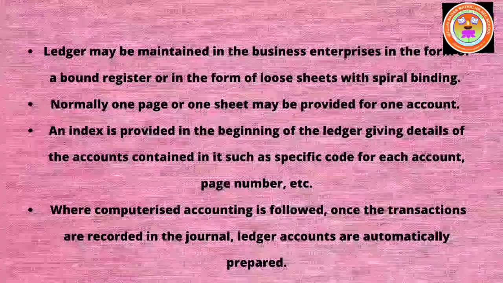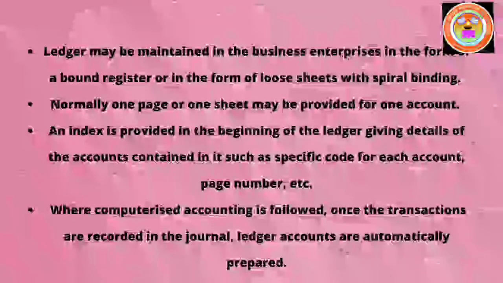Ledger may be maintained in business enterprises in the form of a bound register or in the form of loose sheets with spiral binding. Normally, one page or one sheet may be provided for one account. An index is provided at the beginning of the ledger giving details of the accounts contained in it, such as specific code for each account, page number, etc. Where computerized accounting is followed, once the transactions are recorded in the journal, ledger accounts are automatically prepared.